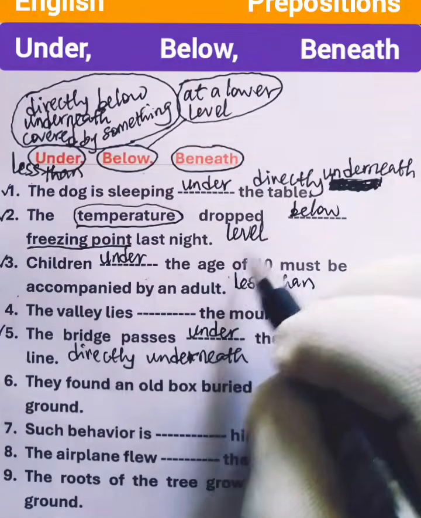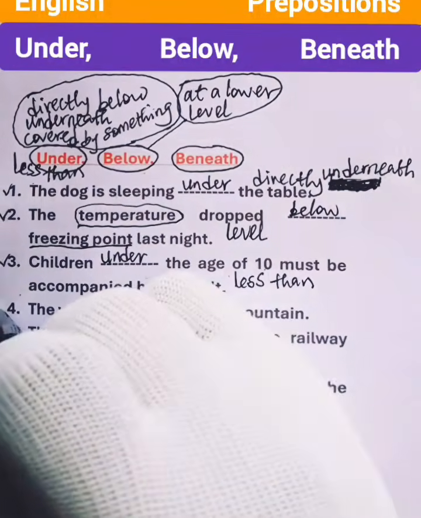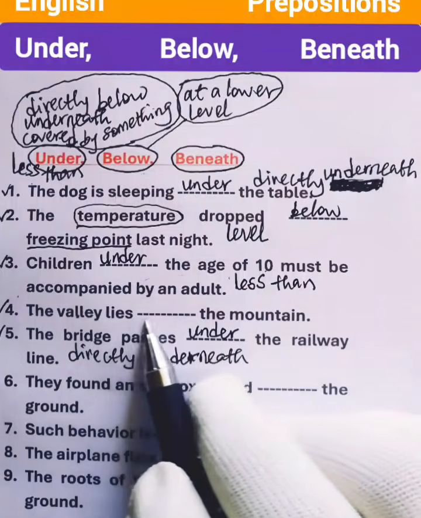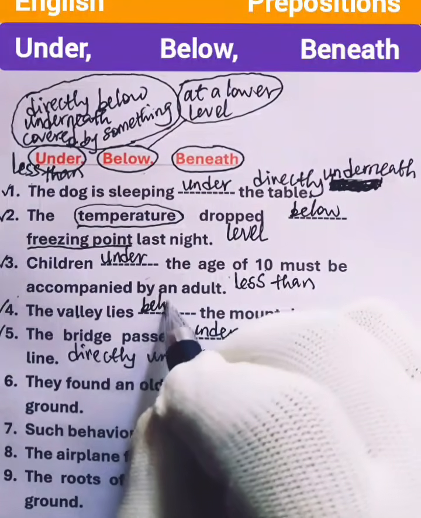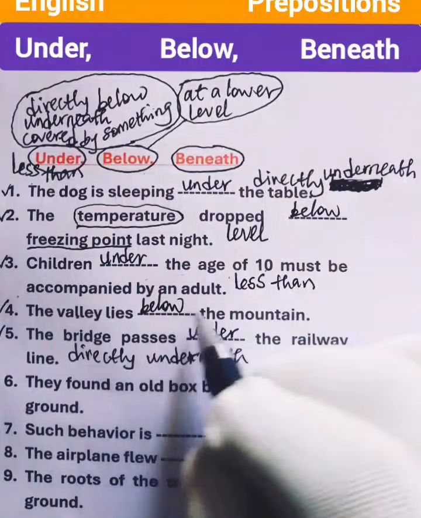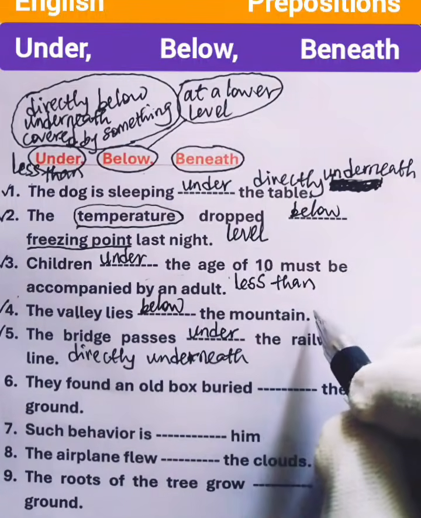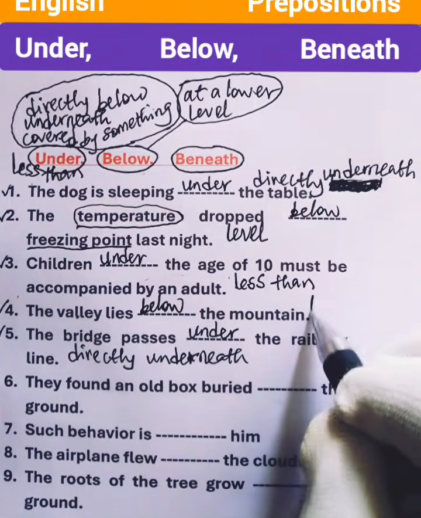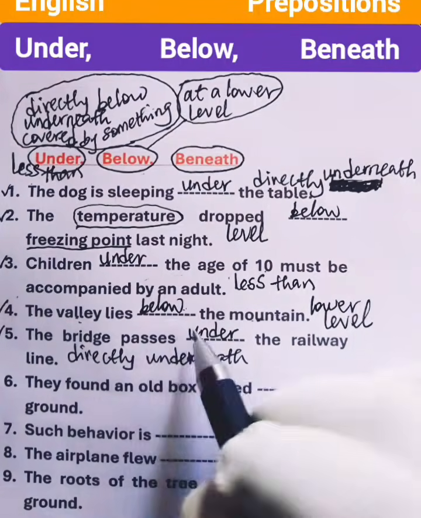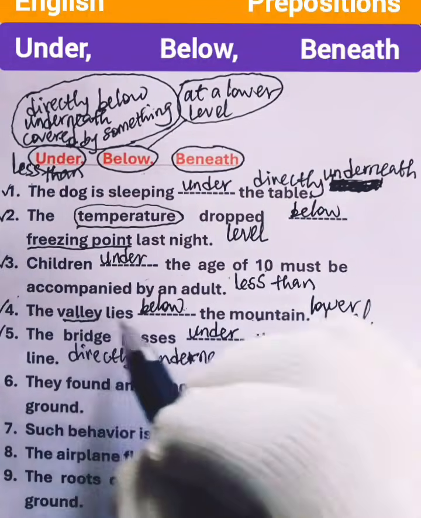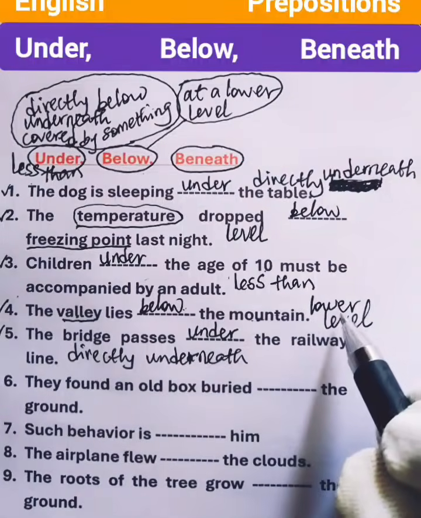Okay, our last example for below is 4. The valley lies blank the mountain, below. Here, the valley is at a lower level than the mountain. So using below here gives the position of the valley. It is at the lower level, okay?